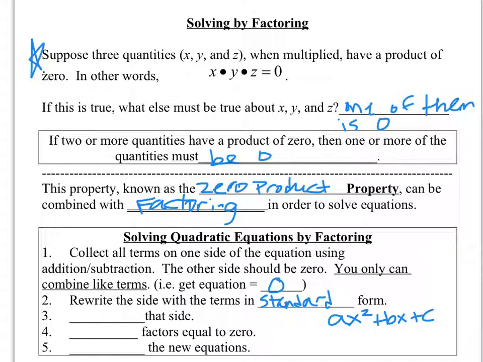Don't worry about the ABC part for right now. Then we're going to factor that side, which means to rewrite as multiplication, and we're going to spend the next 2 weeks learning different ways to factor. We're going to set those factors equal to 0 and solve the remaining equations.